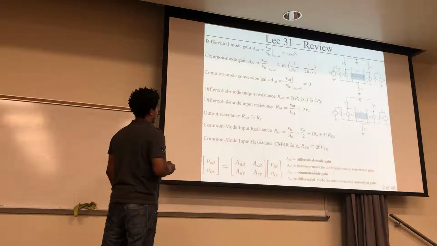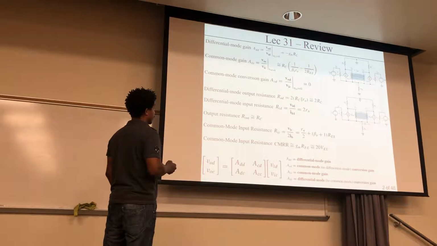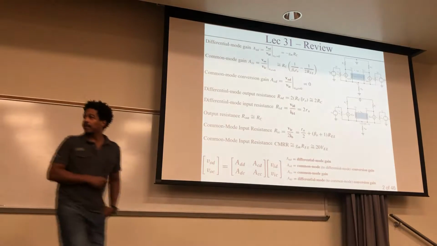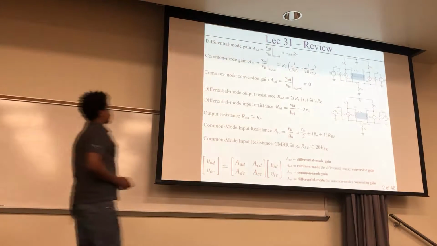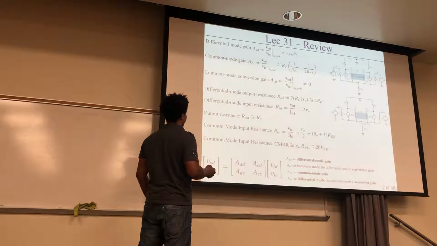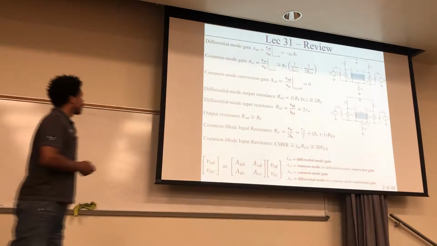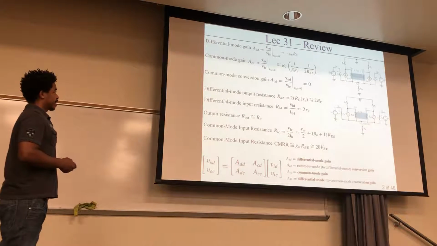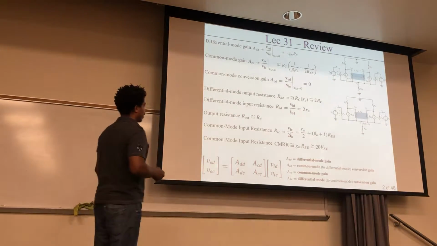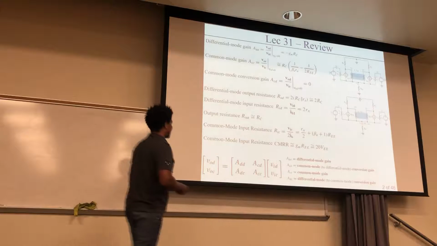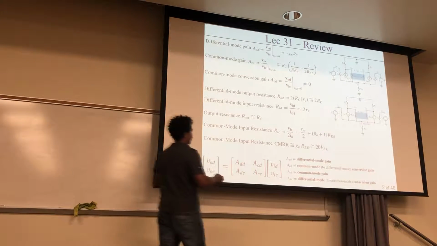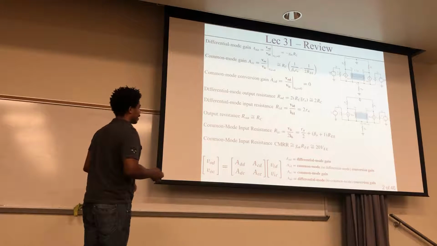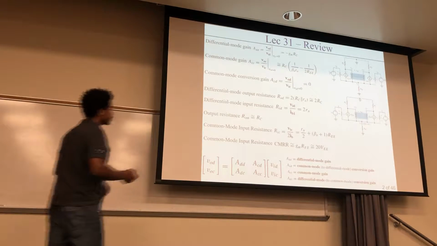We also looked at the differential mode output resistance, the differential mode input resistance right here, the output resistance, the common mode input resistance, and the common mode input. No, wait, that's not the common mode input. That's the common mode rejection ratio. I'm going to fix that. It's right here.